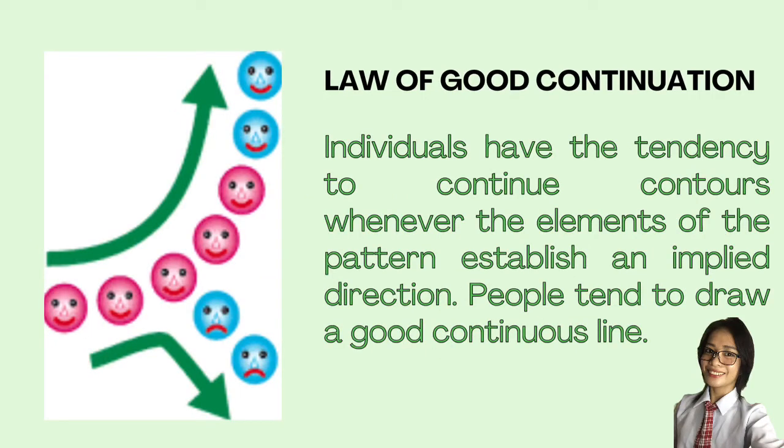Next is the law of good continuation. Individuals have the tendency to continue contours whenever the elements of the pattern establish an implied direction. People tend to draw a good continuous line. Good continuation simply means that people perceive continuously flowing smooth lines even with interruption.